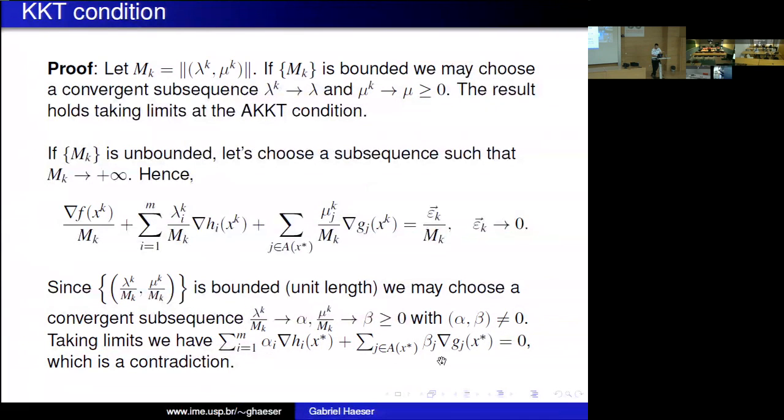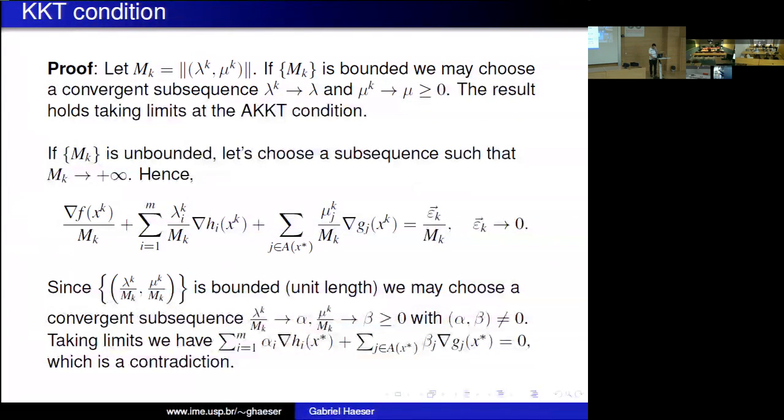So this is a contradiction with the linear independence of all the vectors. If I take limits now, this is going to alpha I, this is going to beta I, and this is going to 0. Note here that the sum is always taken on the active set of the constraints, so I don't have to worry about complementarity. It is always fulfilled. And that's why it appears as a linear combination of every gradient of constraints. So this is a contradiction. So we prove the KKT conditions.